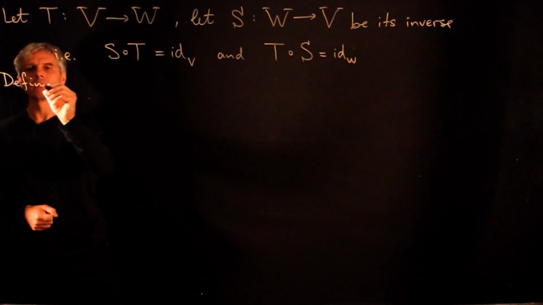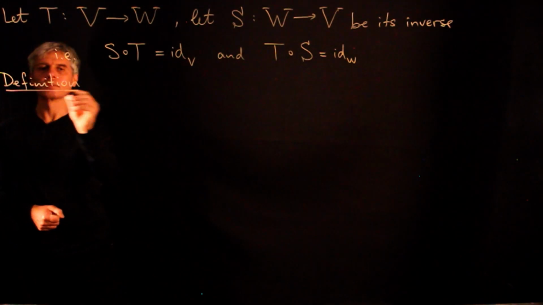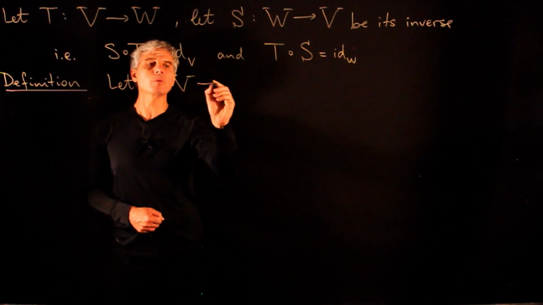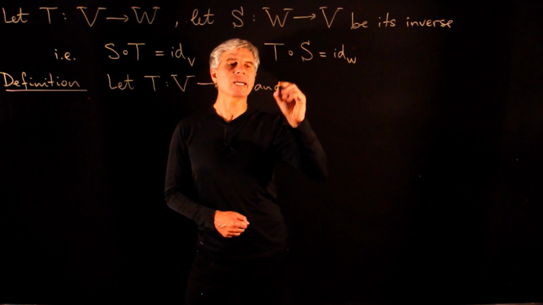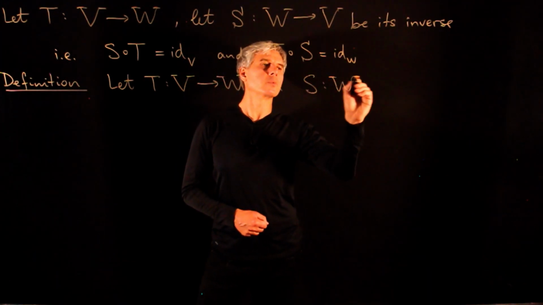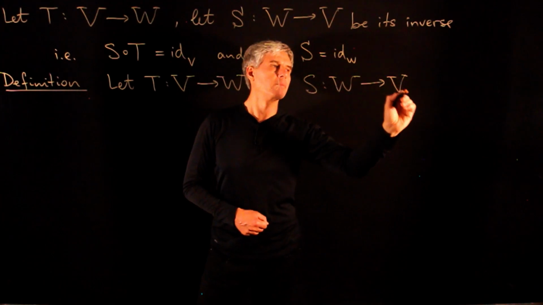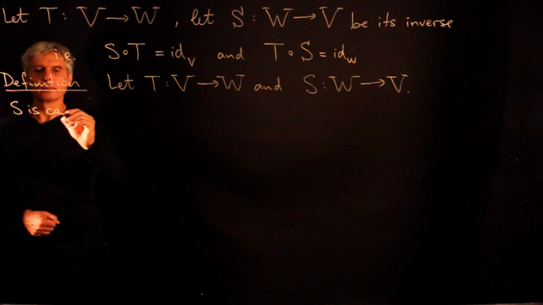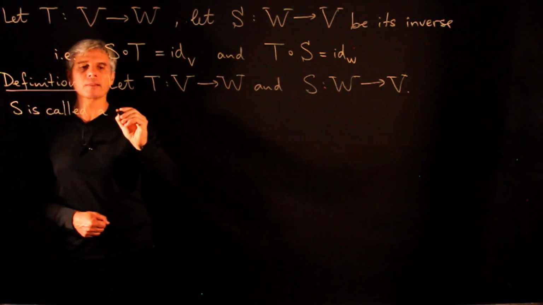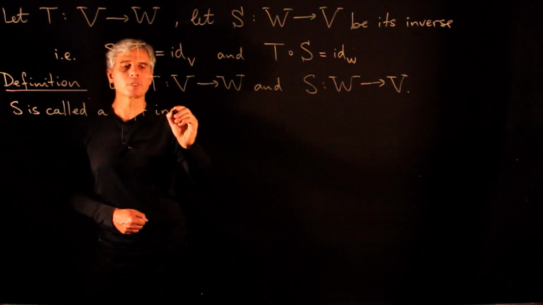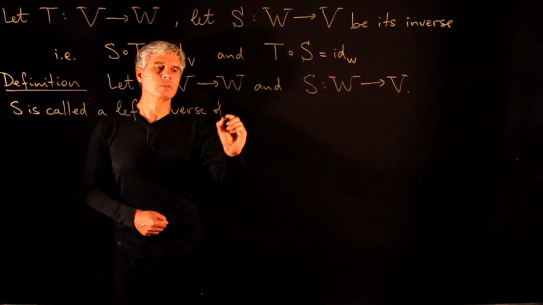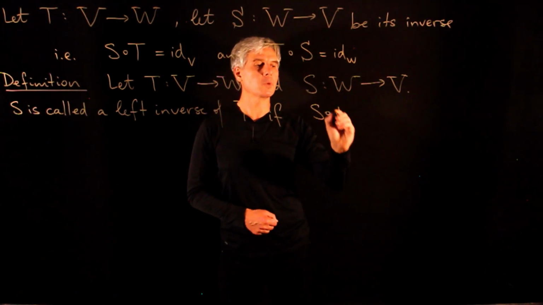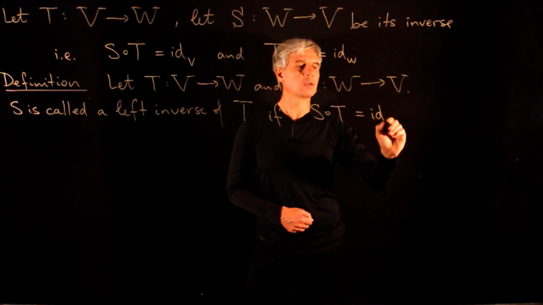Definition. Again, let T be from V to W and S be from W to V. Then S is called a left inverse of T if we just take one condition: S composed with T is the identity on the space V.